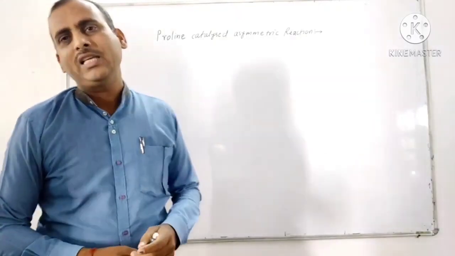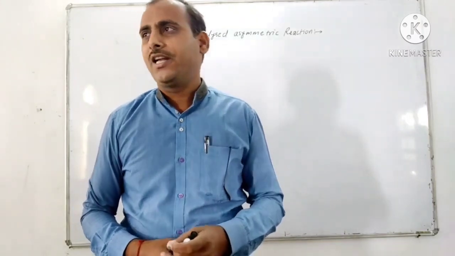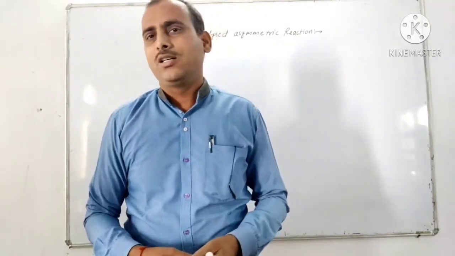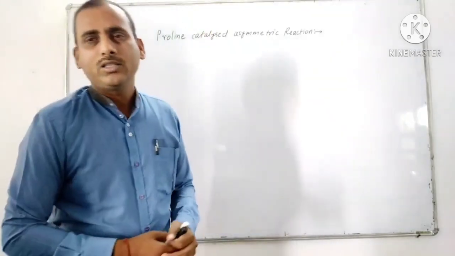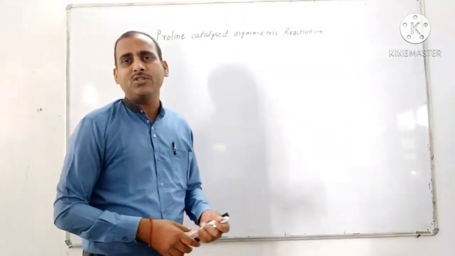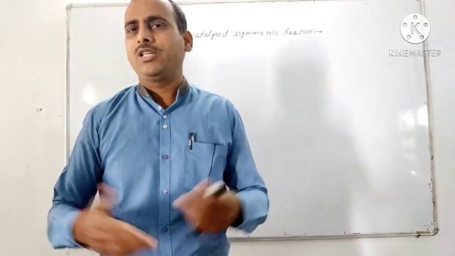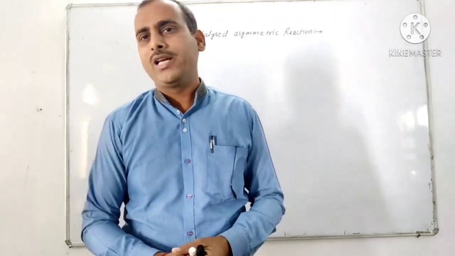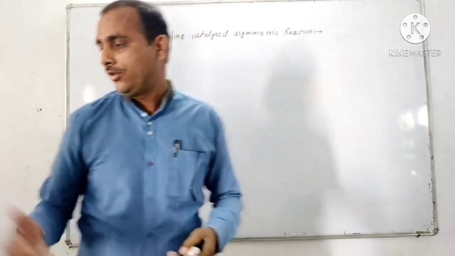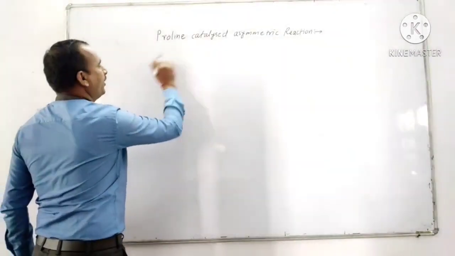Today we discuss the last point of asymmetric synthesis, that is the proline catalyzed asymmetric reactions. Proline is used as a catalyst for aldol condensation reactions, and we get stereoselective isomers, with the product of higher enantiomeric excess obtained by using S-proline or L-proline as a catalyst. So let's see the aldol reaction by using the proline catalyst.